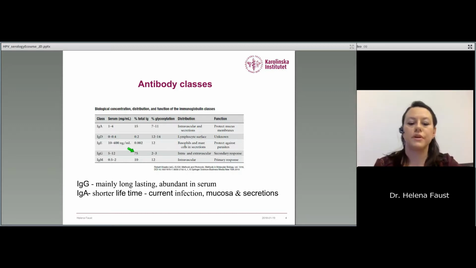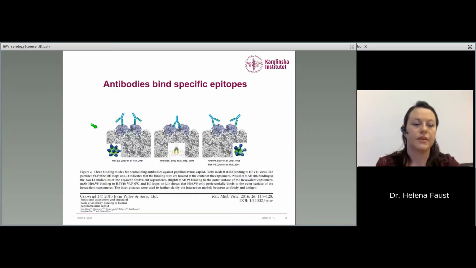If we talk about human papillomaviruses, then IgA is also detectable, but it has a shorter lifetime, and it's more in secretions and mucosa, and also shows more current infections. Antibodies are very, very specific, and they can bind specific epitopes. This picture here illustrates which kind of conformational epitopes they can bind to.